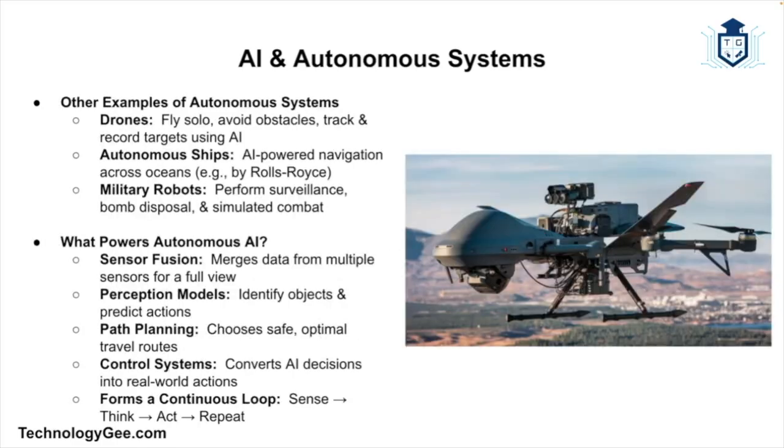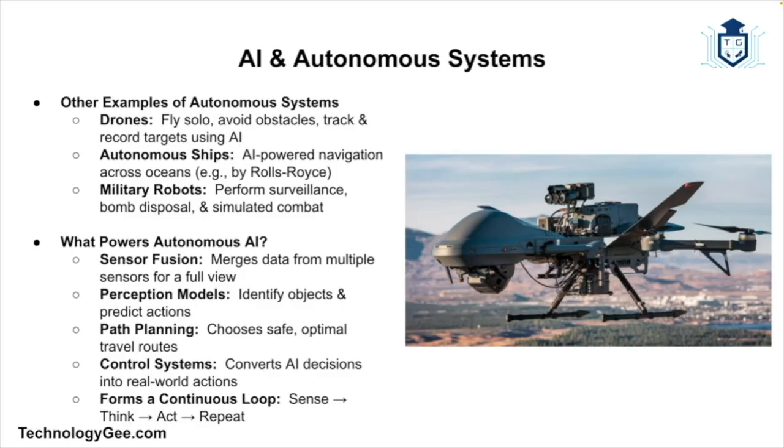And then we have other examples of autonomous systems. So we have drones. So there are AI powered drones that can fly without a pilot, avoid obstacles, and capture footage based on real time object tracking. You have autonomous ships. So companies like Rolls-Royce are developing AI driven cargo ships that can navigate oceans without a crew. You have military robots, and they're used for surveillance, bomb disposal, and even combat simulations. And these systems, they must make split-second decisions under pressure.